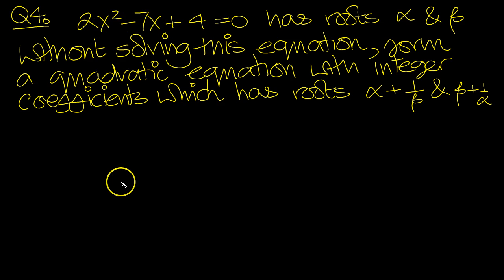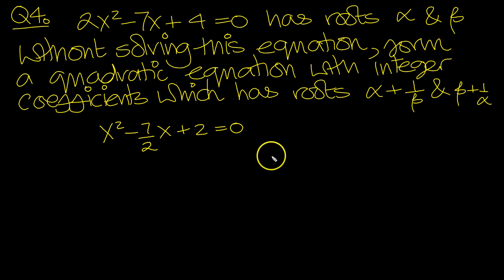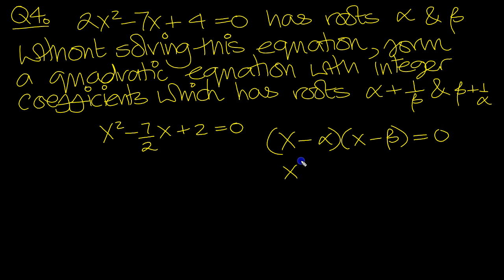This equation can be written as x squared minus 7 over 2 x, I'm dividing by 2 all the way through, plus 2 equals 0. Now, if it's got roots alpha and beta, we know that x minus alpha times x minus beta will equal 0. Now we can make the correspondence because this is just x squared minus alpha plus beta, isn't it? Lots of x squared, minus beta minus alpha x, which we can write like this in a bracket, plus alpha beta.